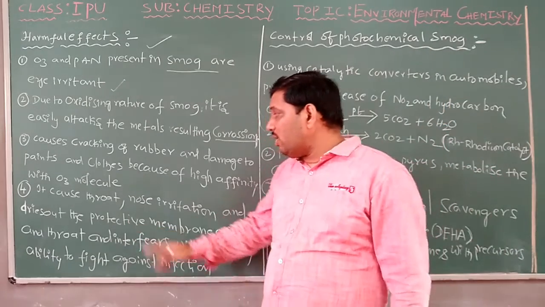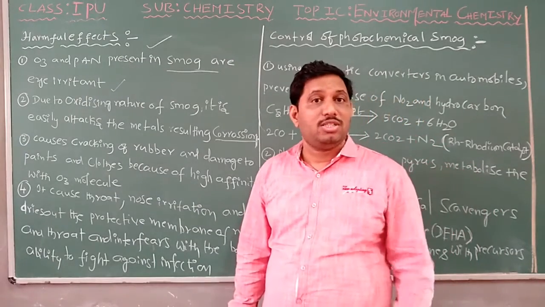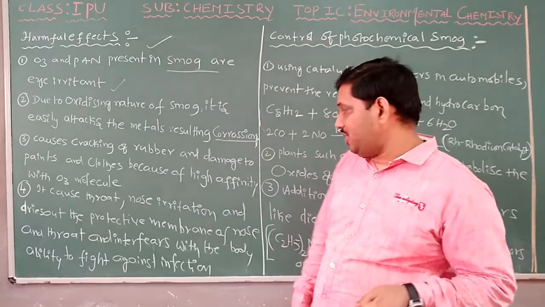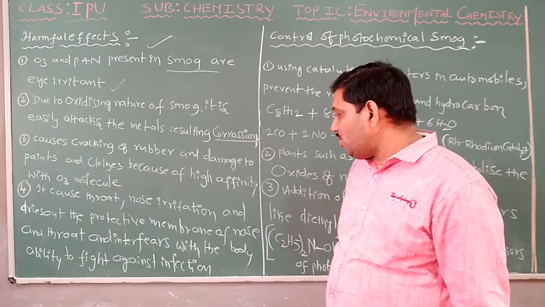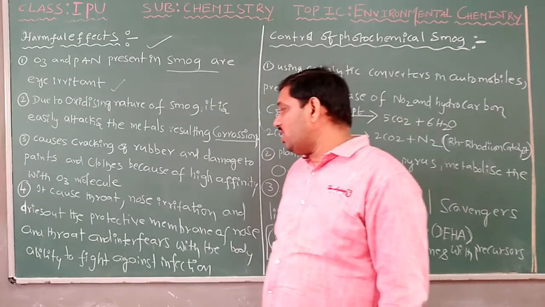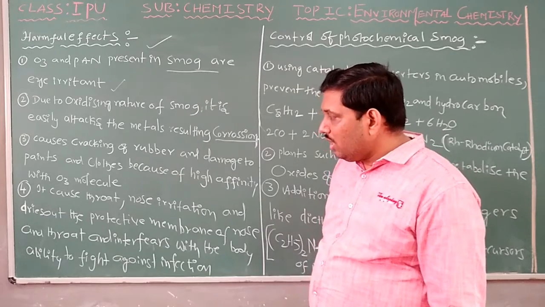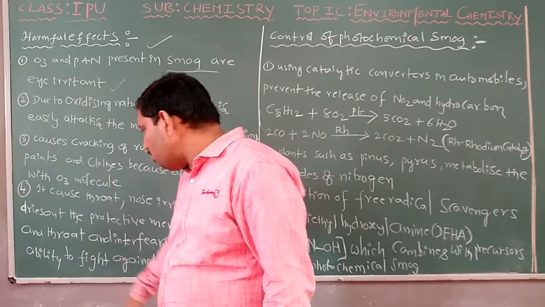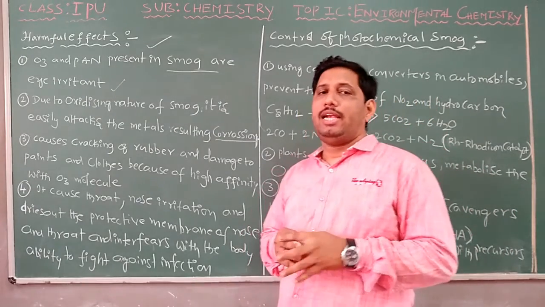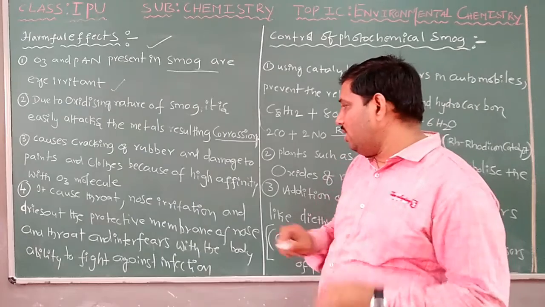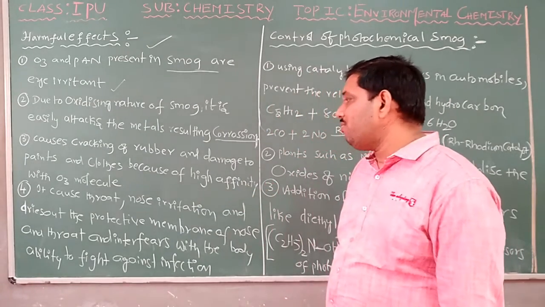Next one, it causes throat and nose irritation. The photochemical smog causes nose and throat irritation, and it dries out the protective membrane of nose and throat, and interferes with the body's ability to fight against infection. Very simple, students. Here it is a very important harmful effect. That is, it dries out the protective membrane of nose and throat.